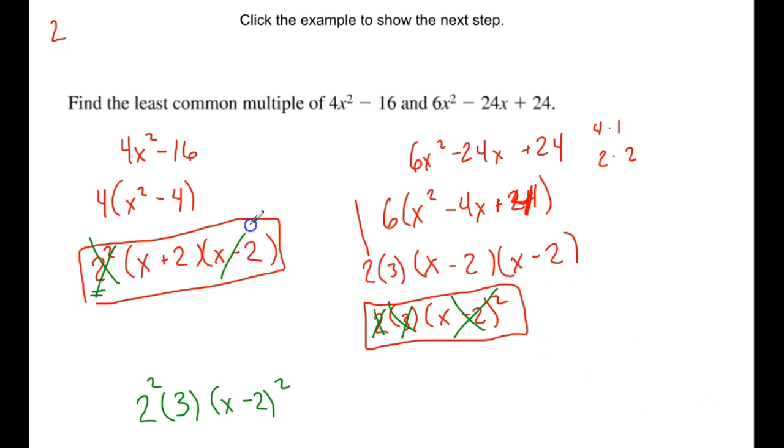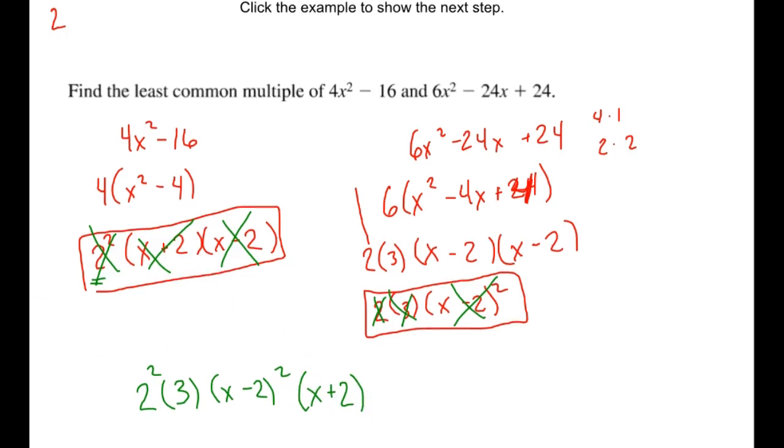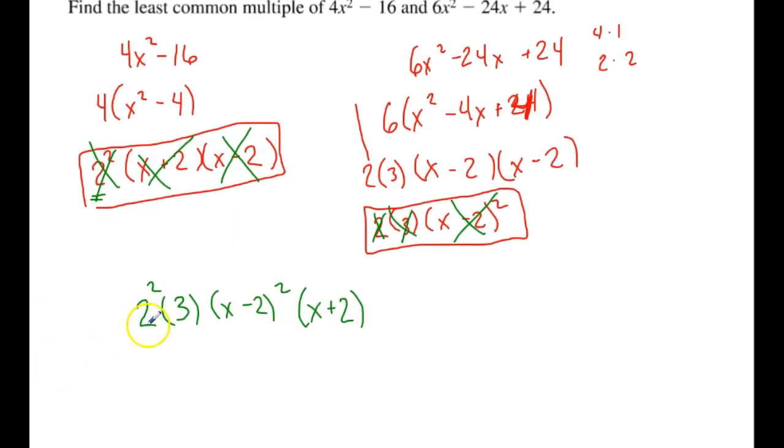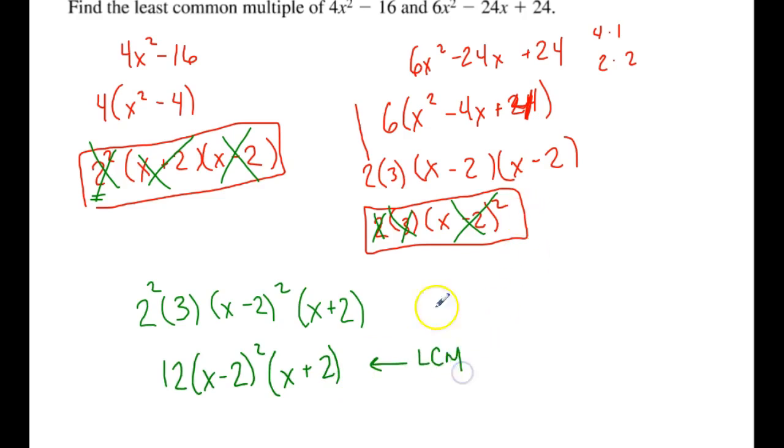So my x minus 2's have been taken care of, and what's left is this x plus 2 here. So I'll include that as well. Now I can just simplify a little bit. 2 squared is 4 times 3 is 12. My x minus 2 squared stays, and my x plus 2 stays. So this right here is going to be my least common multiple of the 2 polynomials that are given above.